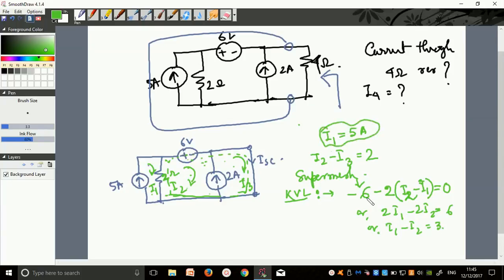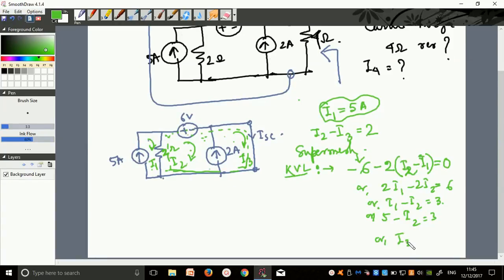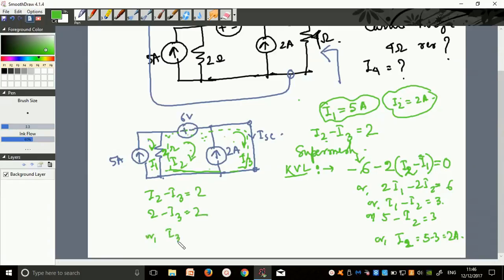Now I1 is your 5 ampere, put that. I2 is your 3. So I2 becomes 5 minus 3, that is 5 minus 3, 2 ampere. Now I2 is 2 ampere. And I2 minus I3 is 2. I'll put the value in this equation. I2 is 2 minus I3 equals 2, so I3 is 2 plus 2 equals 4 ampere. So my I3 is 4 ampere.